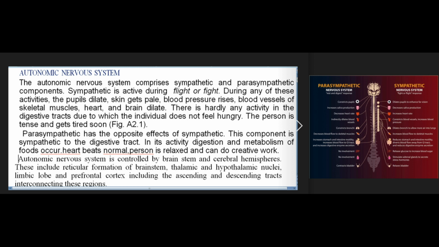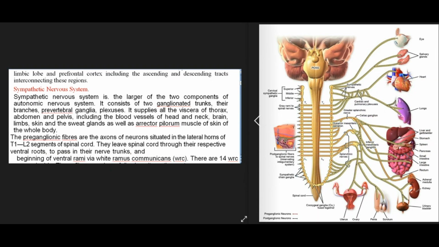Autonomic nervous system is controlled by the brainstem and cerebral hemispheres. These include the reticular formation of the brainstem, thalamic and hypothalamic nuclei, limbic lobe, and prefrontal cortex, including the ascending and descending tracts interconnecting these regions.